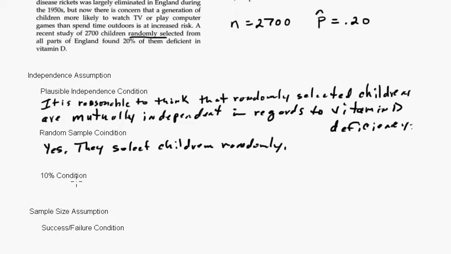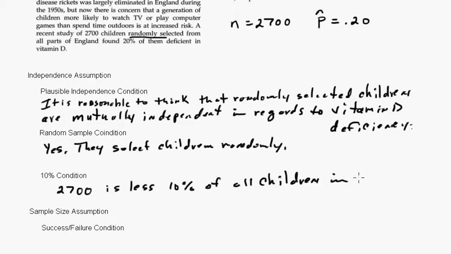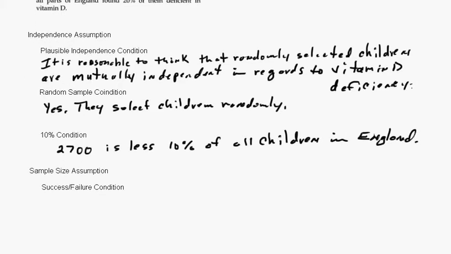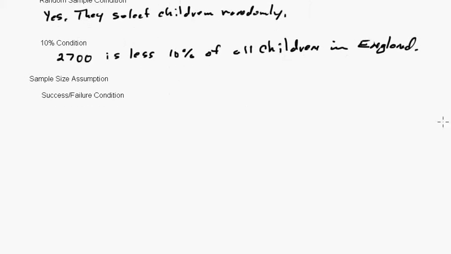Okay, the 10% condition, well, 270 is less than 10% of all children in England. I think that makes sense. It's a small island compared to the United States, but still it's got a few people on it. Let's see, the success-failure condition.